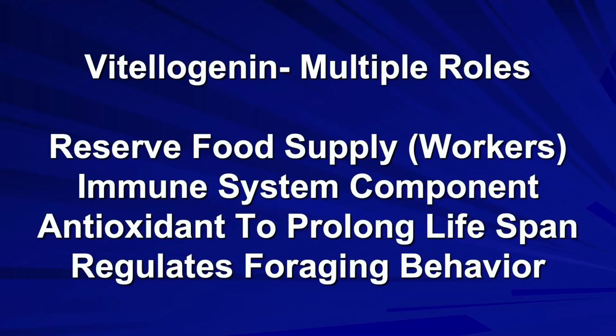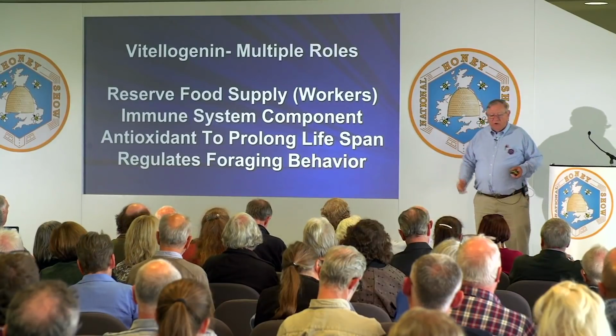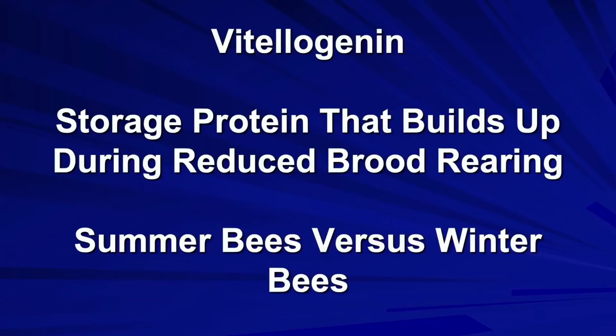Vitellogenin has multiple roles, as we explained. It can be a reserve food supply found in workers. It's also a component involved in the immune system of the honeybee. It's an antioxidant to prolong lifespan, and it regulates foraging behavior. So vitellogenin has many, many functions or roles in the physiology of the honeybee. As we said, it's a storage protein that builds up during reduced brood rearing. And as I say, I've already explained the difference between summer bees and winter bees. But this is what is going on.